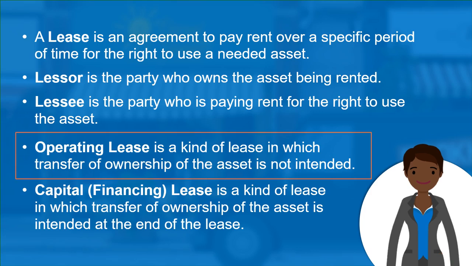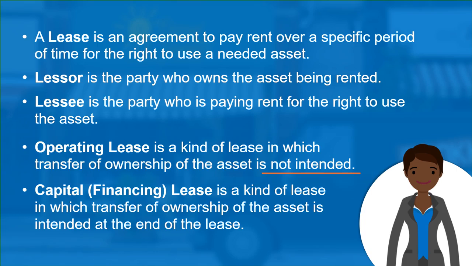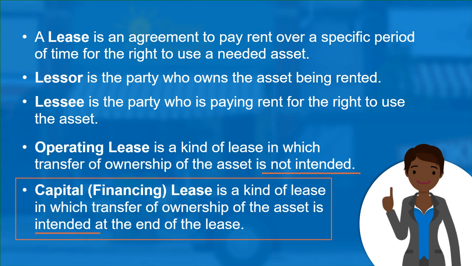With an operating lease, there is no intention for ownership of the asset to transfer hands at the end of the lease. On the other hand, in a capital or financing lease, the option to take ownership of that asset is intended to transfer hands from the lessor to the lessee at the end of the lease.